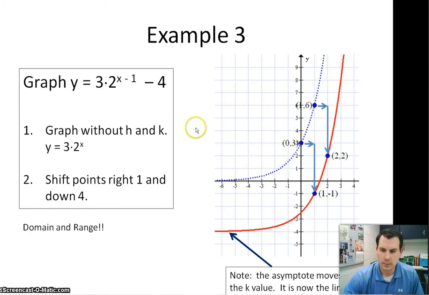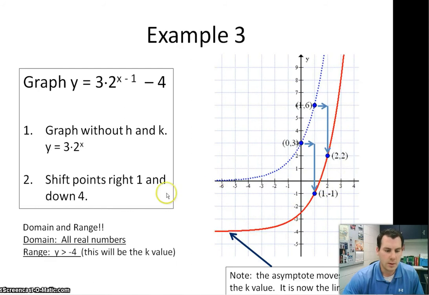Don't forget about domain and range. Very simple for any exponential growth. Domain will be all real numbers. X will be all real numbers. There's no exceptions. You can put anything in there. The range, however, because you have this asymptote, you can't have any values past it. So for this, since k is negative 4, that's going to match up. Y is greater than negative 4. And it's not equal to, because you cannot be on that line. You always have to be above it. So for this, y is greater than negative 4.